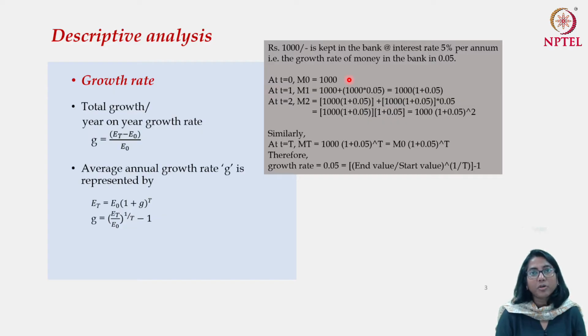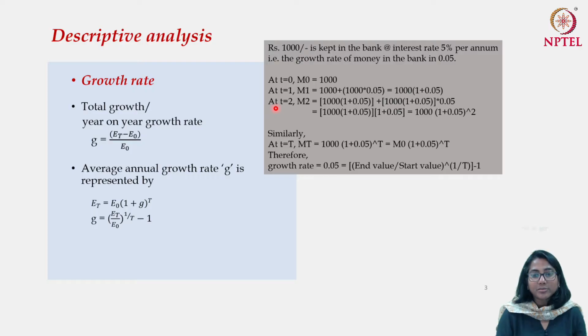Once I keep this money for 1 year in the bank, it has grown at the rate of 5%. So how much money do I have? After 1 year, I basically have 1000, which is the initial amount that I had, plus 1000 multiplied by 0.05. So there is an accrual of 5% rate of interest. This is representing the growth. If I take 1000 common from this expression, I get 1000 multiplied by (1 plus 0.05). So this is the amount of money that I have at the end of the first year.